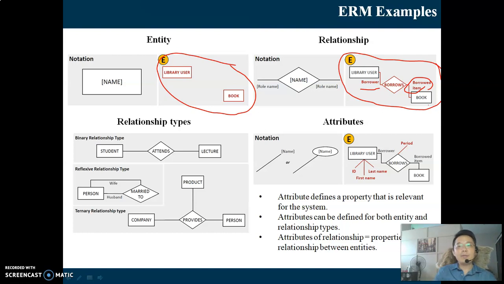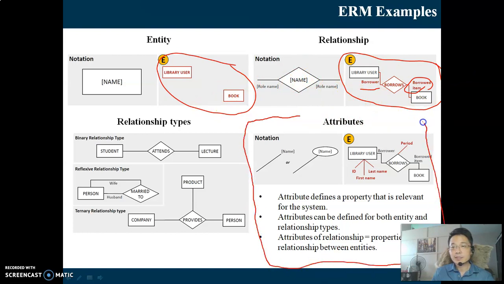For the library user, we may want to capture more information, more properties, in which case, let's look at the attribute quadrant. We need to capture properties for the entities, right? So, we can have, for example, matrix ID, first name, and last name for the library user. How about books? In this example, we don't show any attributes, but you can guess what they are. For example, the title of the book, the author of the book, the publisher of the book.